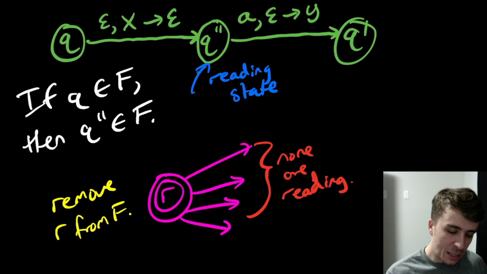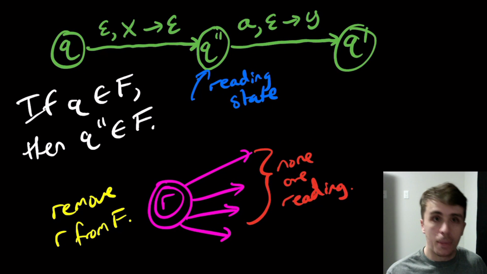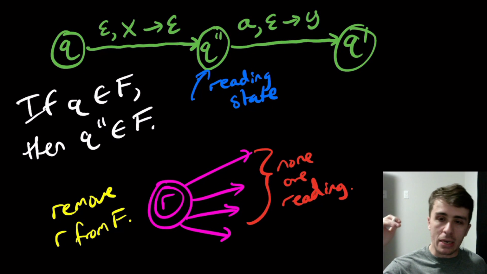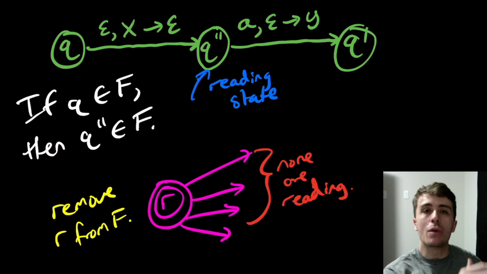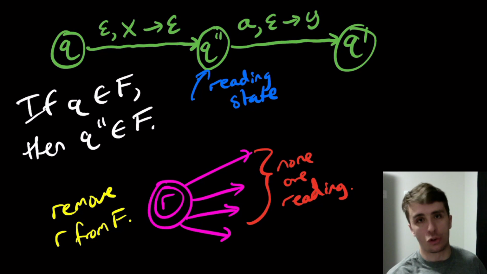So this tells us that whenever you are reading something and you enter a final state, you will not leave the final state, any final state, until you exit out by reading another symbol.